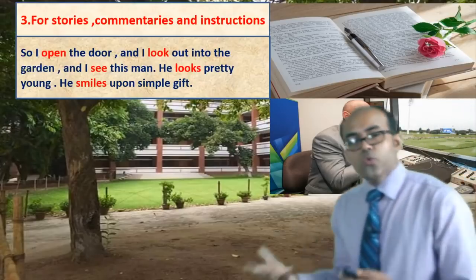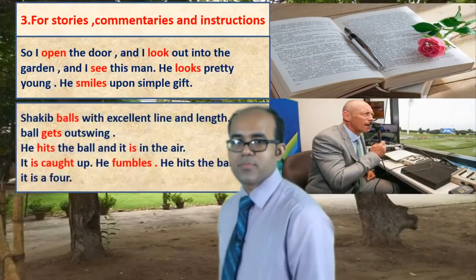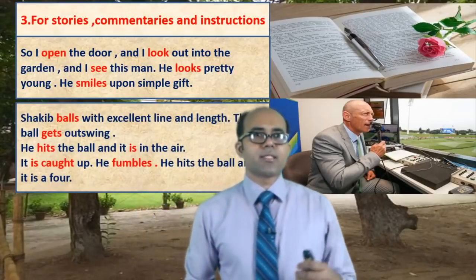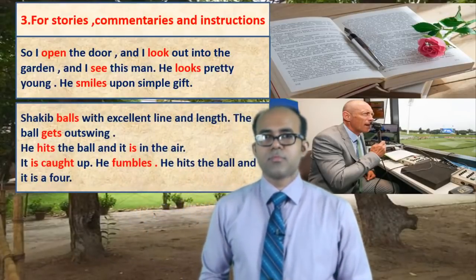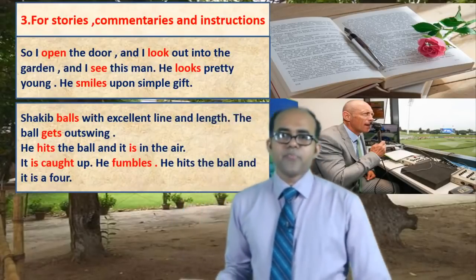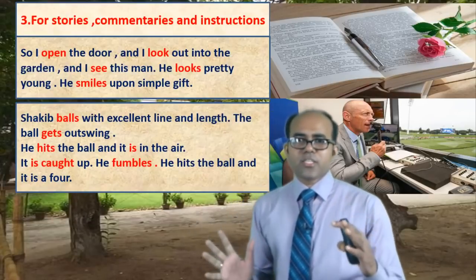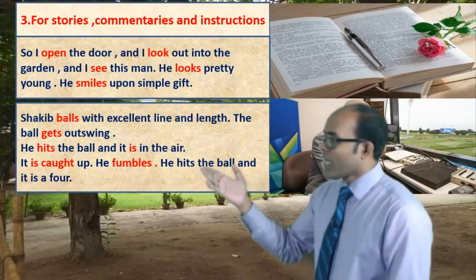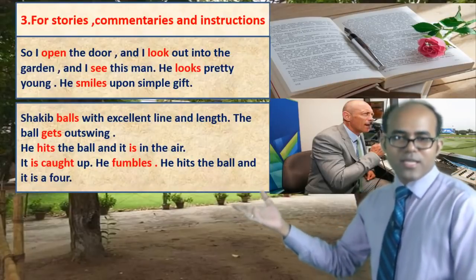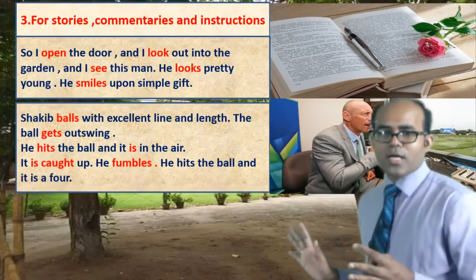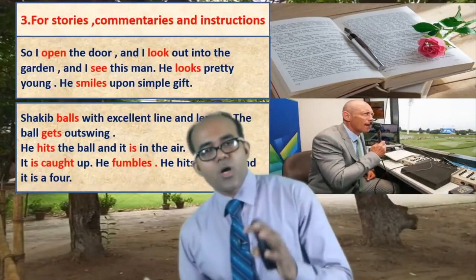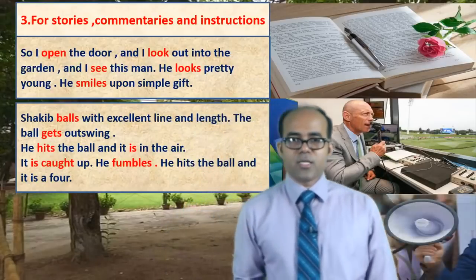So, how do we comment in cricket? Shakib Al Hasan, he bowls with line and length. So the ball gets outswing. He hits the ball, and that is a foul. Or you can say the ball is in the air and is caught. He fumbles. He hits the ball and it is a foul. See, we often use simple present tense for commentary, dear learners.